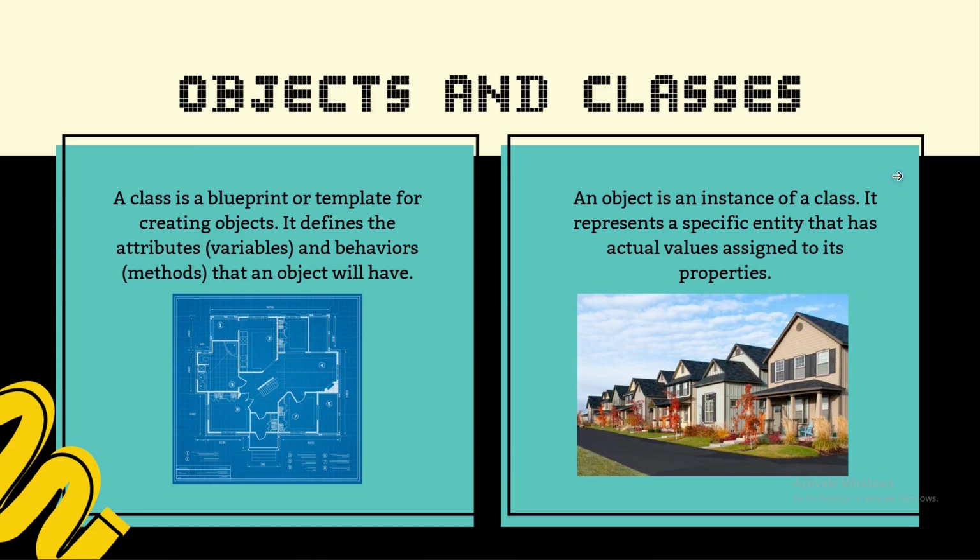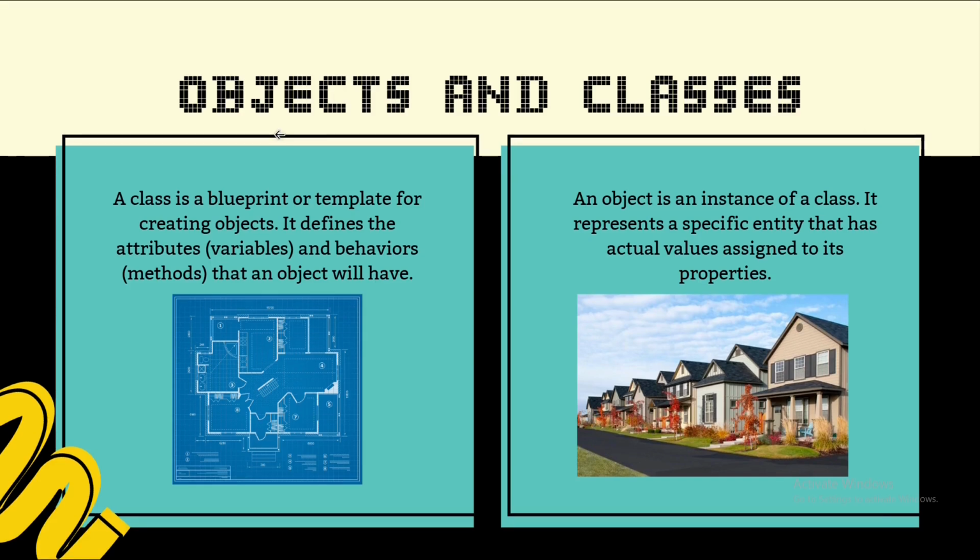The first thing you need to understand is that there is no object without a class. So what is a class? A class is a blueprint or template for creating objects. It defines the attribute and behavior that the object will have. There are 2 things I want us to take note of when creating a class for an object. Number 1 is the attribute, and number 2 is the behavior.